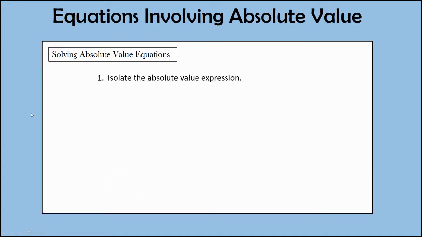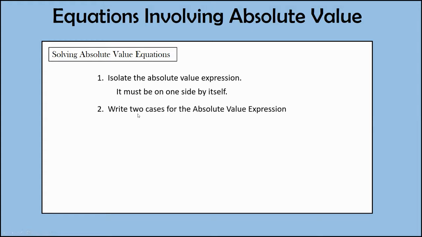All right, how do we solve absolute value equations? We've got a simple step process here. The first step is you have to isolate the absolute value expression itself. You have to have it on one side of the equal sign by itself in order to solve an absolute value equation. So you might have to add or subtract a number, or divide by a number, to get the absolute value itself isolated.